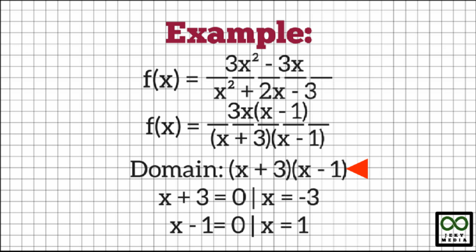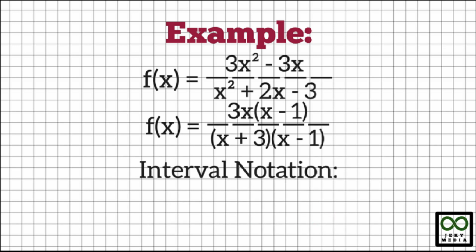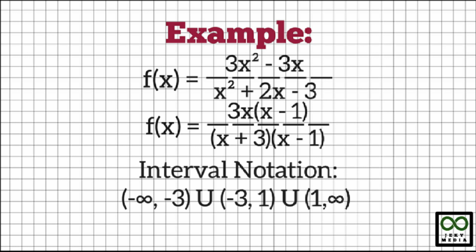Let's equate them to 0. x plus 3 equals 0. Solving for x will give you x equals -3. x minus 1 equals 0. Solving for x will give you x equals positive 1. Let us represent the domains by interval notation. Open parenthesis, negative infinity, comma, negative 3, close parenthesis, union, open parenthesis, negative 3, comma, positive 1, close parenthesis, union, open parenthesis, positive 1, comma, positive infinity, close parenthesis.